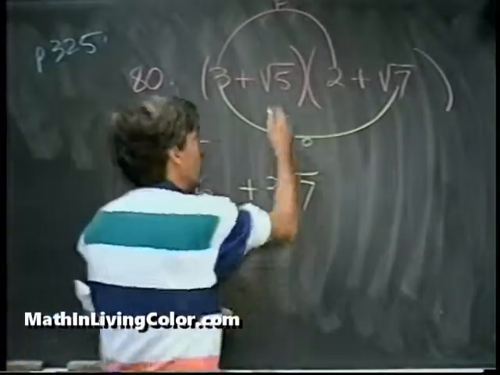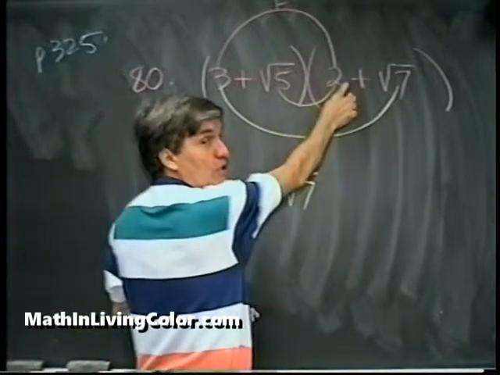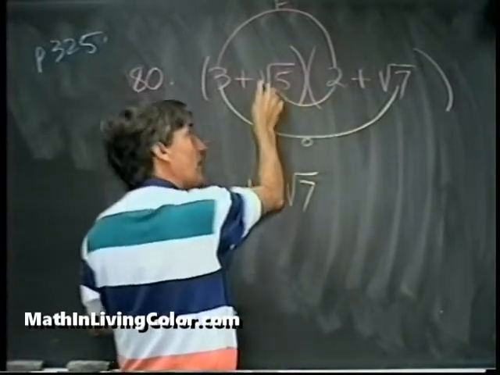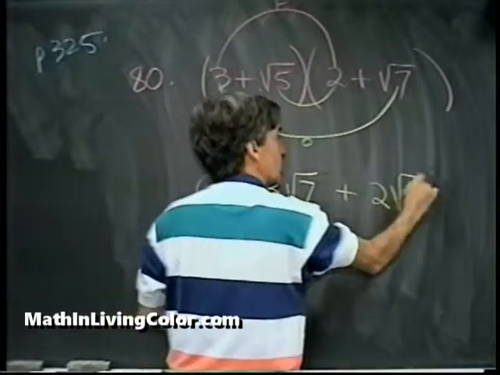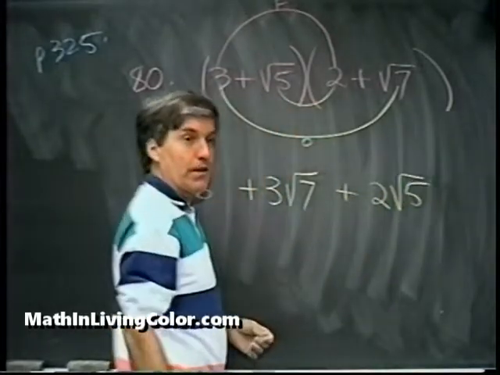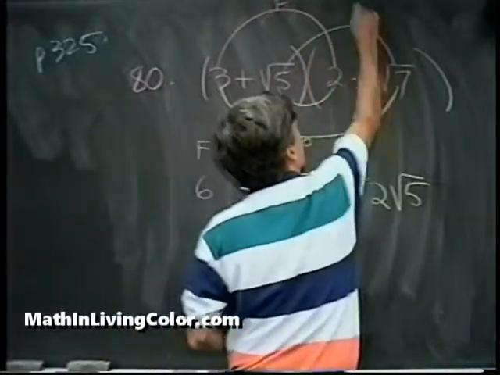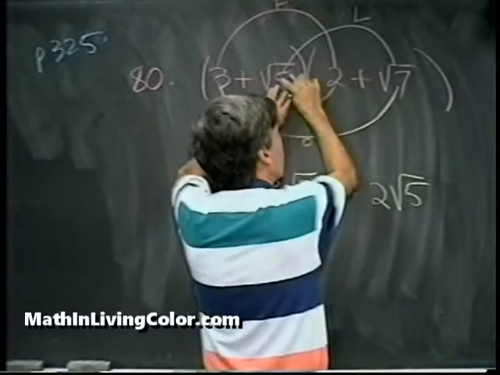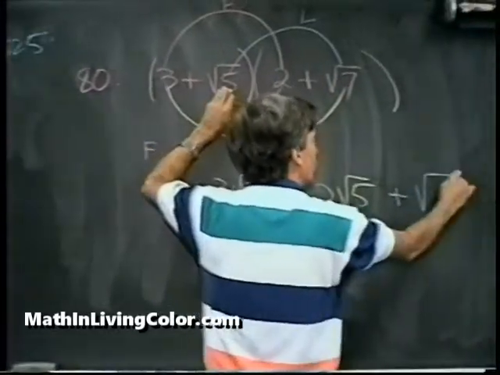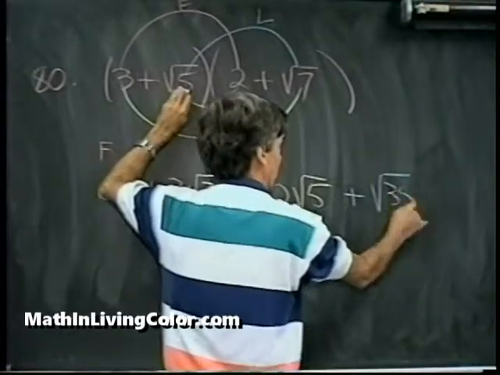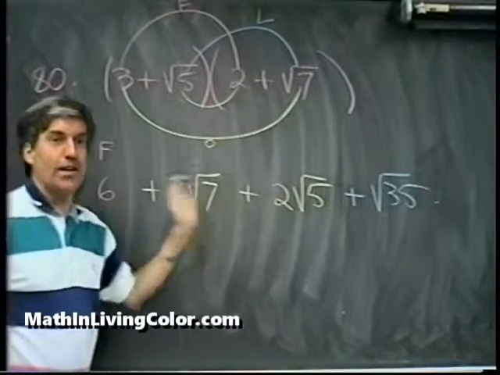Here comes another one. What's the inner times inner? Well, what we have to do is do 2 times the square root of 5, or the square root of 5 times 2, which is going to be plus 2 square root of 5. Okay? And then after we do that, we go to the last times last, which would be square root of 5 times the square root of 7, which would be plus the square root of 35. Again, nothing combines together. All the radicals are different.